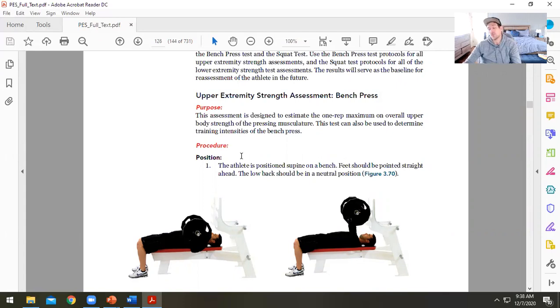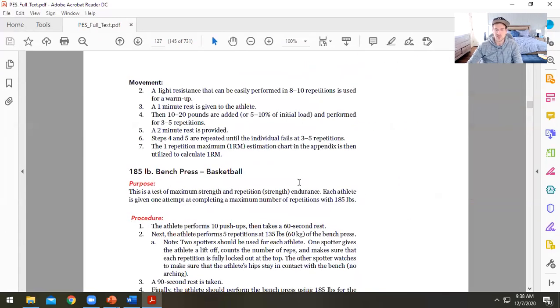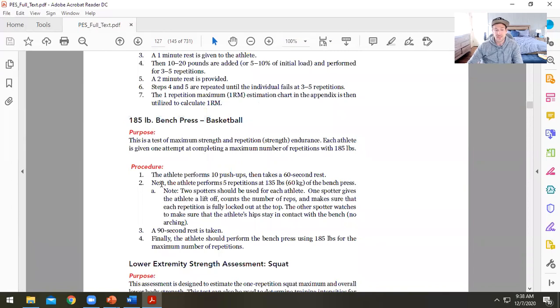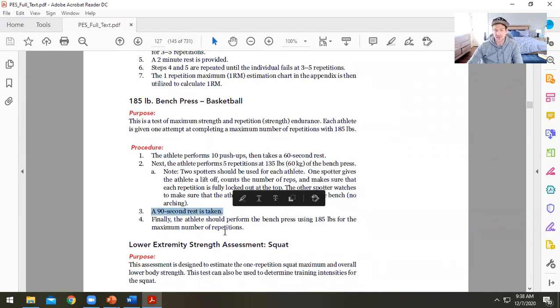They do as many reps of 225 as they can. In the NBA, upper body strength is not quite as important, so they do the 185 bench press assessment. And it's like, hey, do 10 push-ups, take a 1-minute break, 5 reps at 135 pounds, make sure there's a spotter there, give them 90 seconds of rest. Now, according to the NBA, they are officially warmed up.